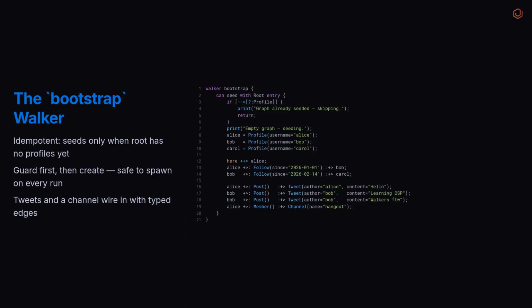The full seeding walker is called bootstrap, and it's idempotent. On root entry, it first checks: are there already any profiles connected to root? If yes, it prints a message and returns. If no, it seeds. The same 3 profiles, the same follow edges, tweets attached to Alice and Bob, and a channel that Alice is a member of. Idempotent means we can spawn this walker on every run, and only the first run does any work.